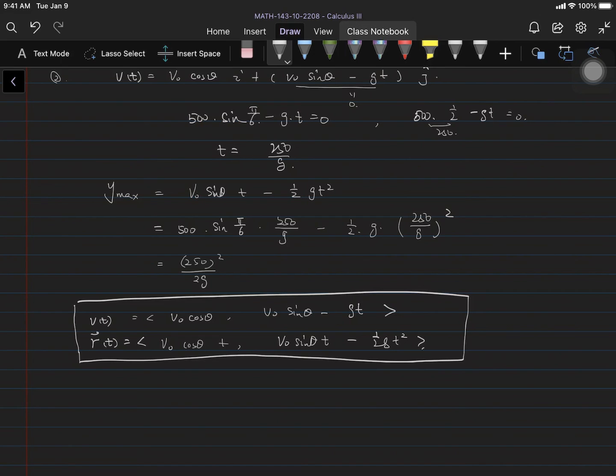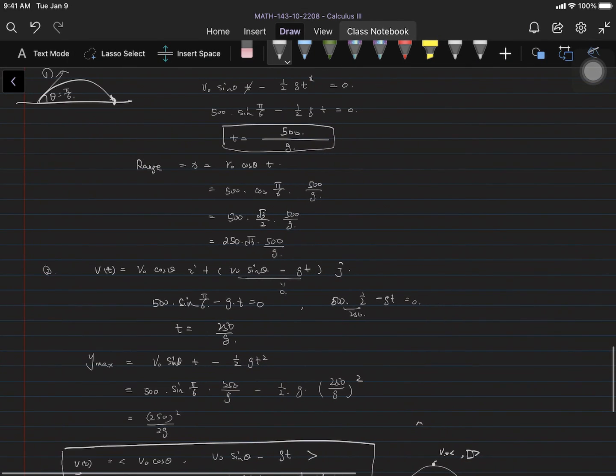But for the maximal height and the range, we don't need to memorize them. If you understand the problem, when it hits the highest point, the j component of the velocity equals 0, and we can solve for t. By solving for t, we can just plug into r(t) and find the final answer.